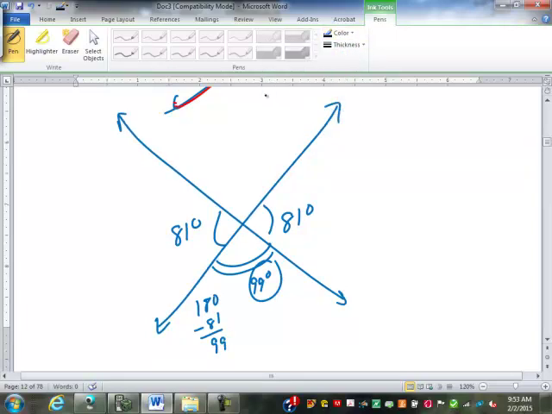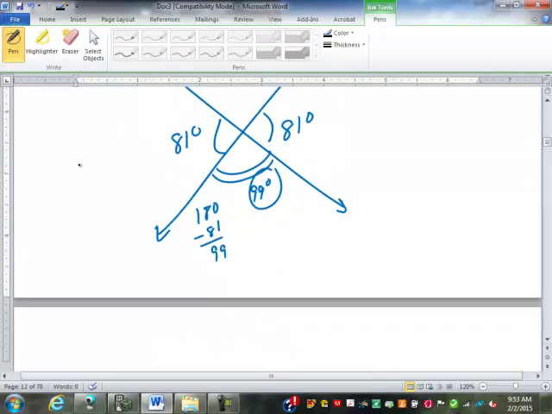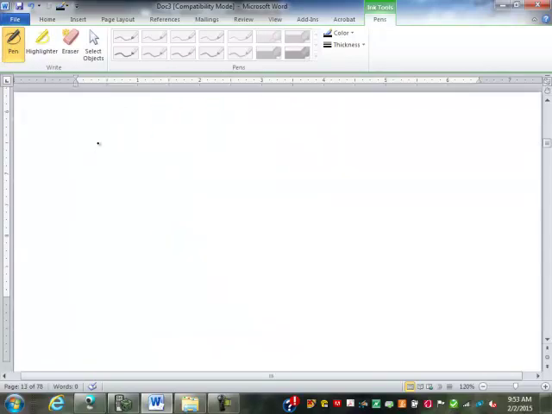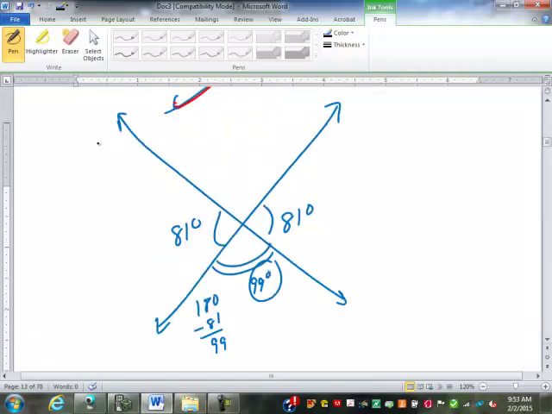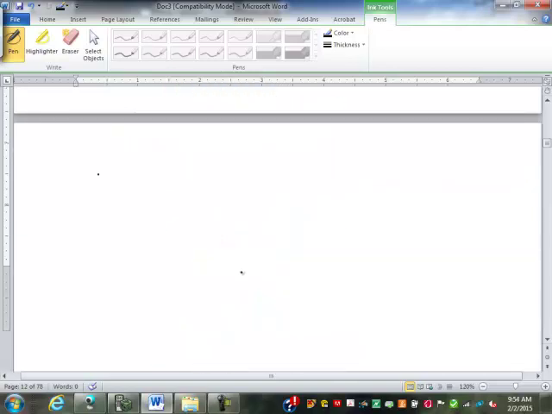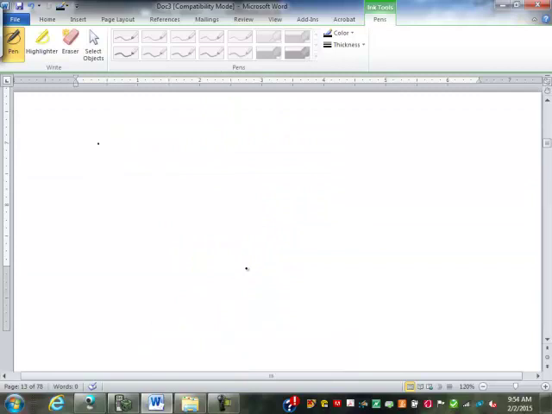Okay, now we can do some problem solving with that. For example, the 2 were 81. What was the other? 99. Yeah. It doesn't matter how long the line is, it's the angles. Okay. Gotcha. Let's look at this.